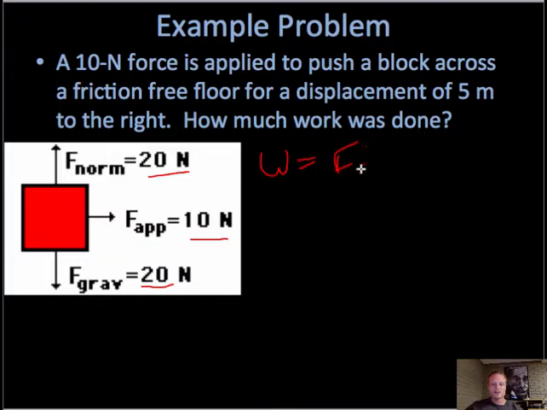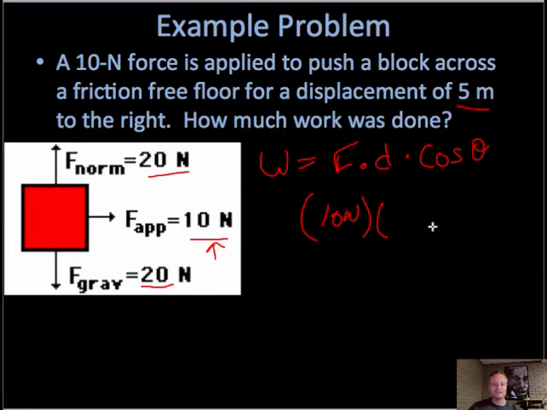Work equals force times distance times the cosine of theta. So what is the net force here? Well, the net force is this guy right here, 10 newtons. So we have 10 newtons times, let's see here, this block was pushed across a friction-free floor, say that 3 times fast, for a displacement of 5 meters to the right.